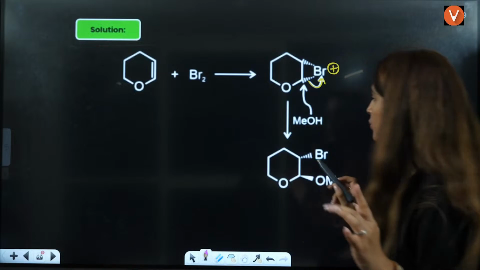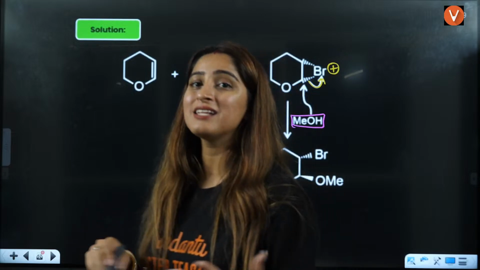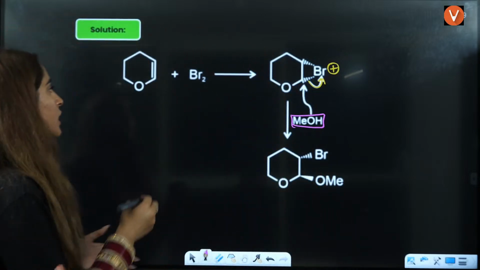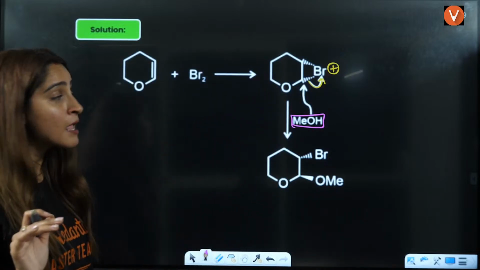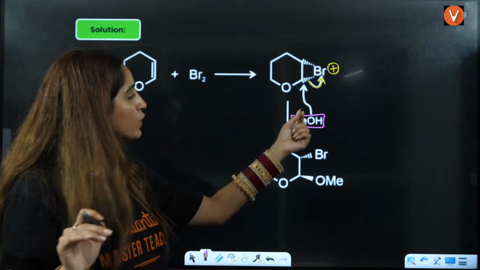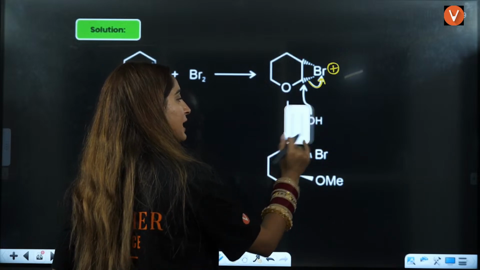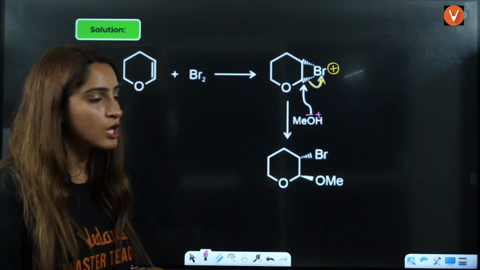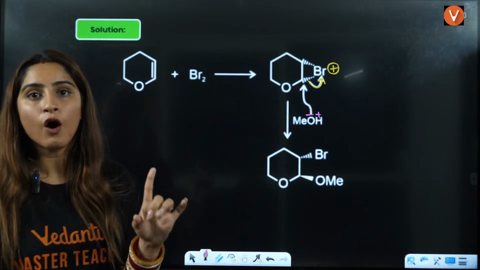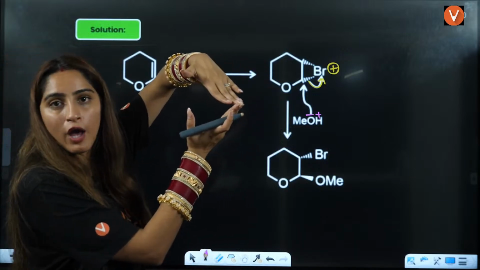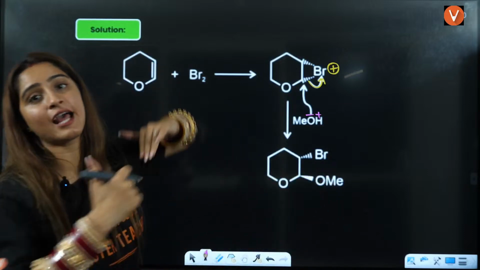We are adding Br2, then we are adding MeOH. When you are adding Br2 and a cyclic intermediate is formed, this pi bond will break. Now, in this cyclic intermediate, when you are adding MeOH, basically you will have MeO negative and H positive. So this OMe is going to attack here. Because one position is already occupied, it will attack from the back side. That is why there will be anti-attack here.